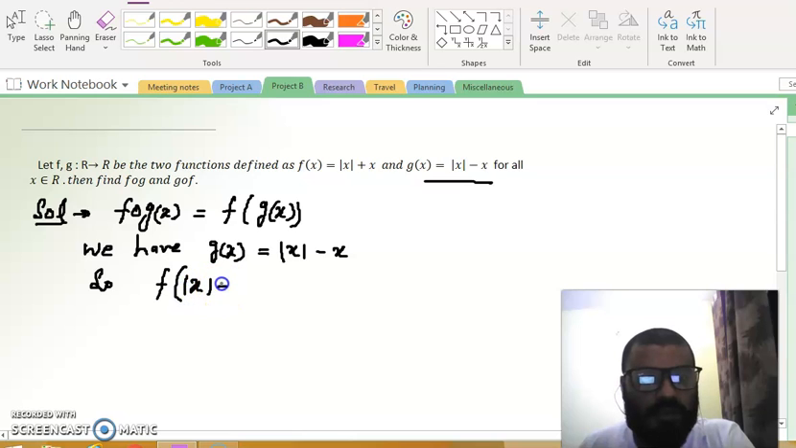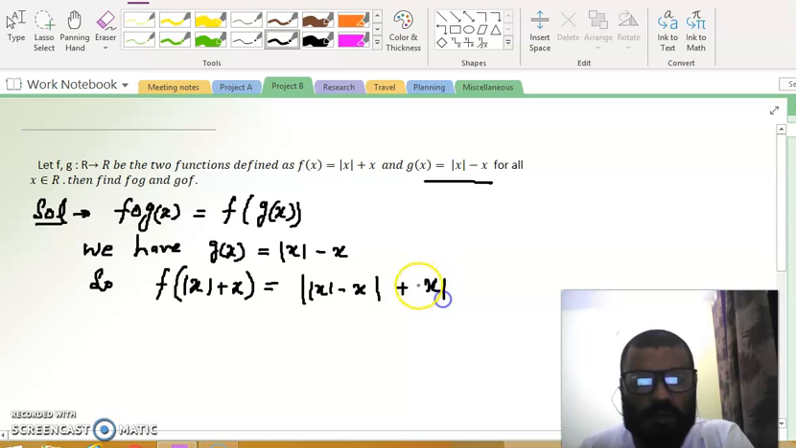|x| + x. In place of this x, put this g(x). So put it over here: |(|x| - x)| plus, and put this value once again, |x| - x.